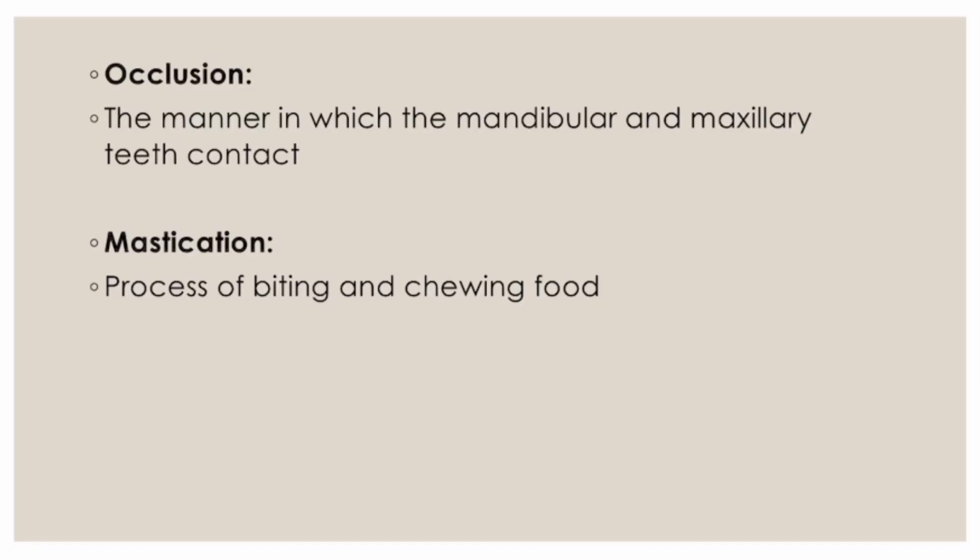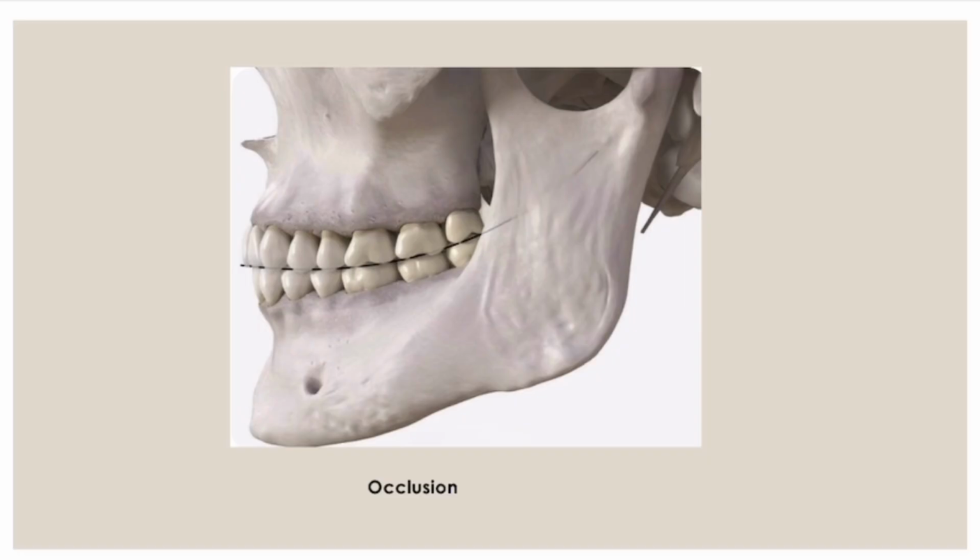Now let's discuss what occlusion is. Occlusion is the manner in which the mandibular and maxillary teeth are in contact. And what is mastication? It is the process of biting and chewing. Like when we are eating our food, it is known as mastication. In this picture we can see occlusion, where all the mandibular and maxillary teeth are in contact. So when teeth are in contact, it is known as occlusion.